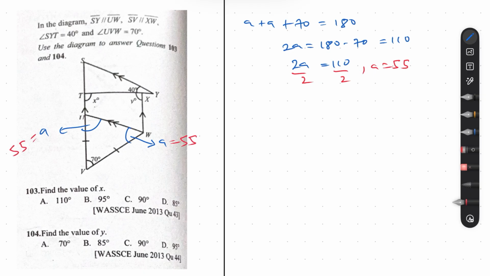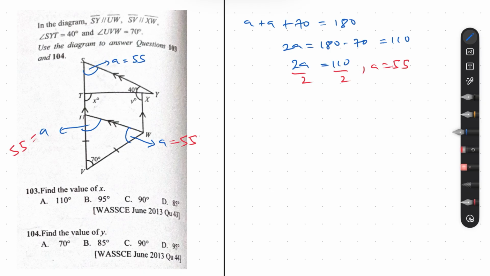Now, when you look at this, because this and this are parallel, we can have what? Corresponding angles. So this angle corresponds to this angle. Okay? That means that this angle is also what? A, which is what? 55.